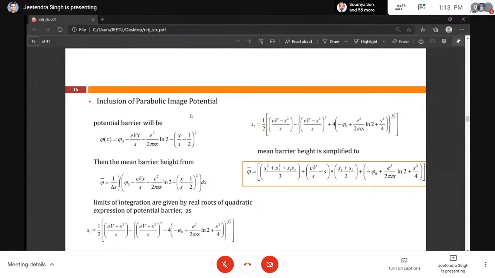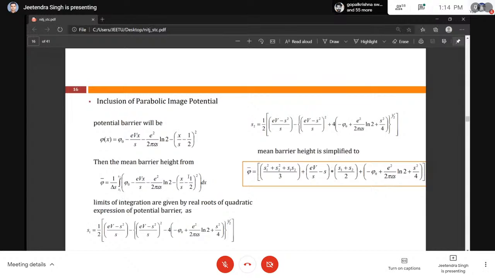So here we can also include the parabolic nature of the image potential. The remaining equation is similar to that of the triangular image potential. The only difference is that here we use the parabolic nature of the image potential. So x by s 1 by 2 is imposed here over the rectangular barrier. So we need to calculate again the values of S1 and S2.